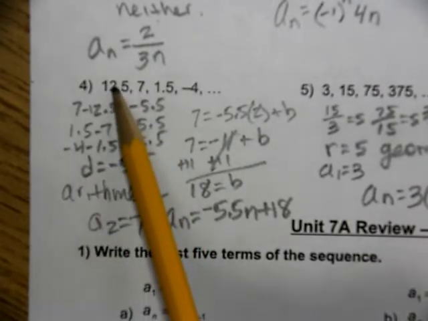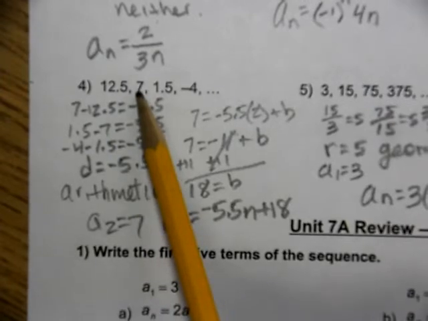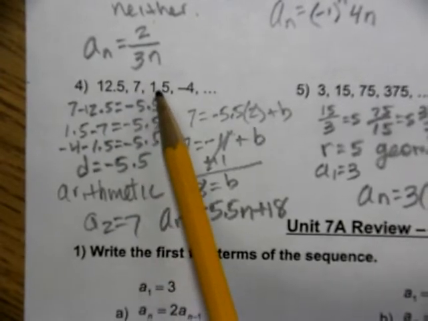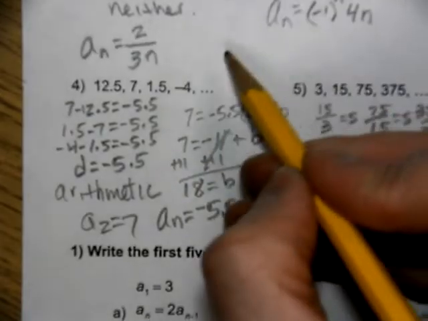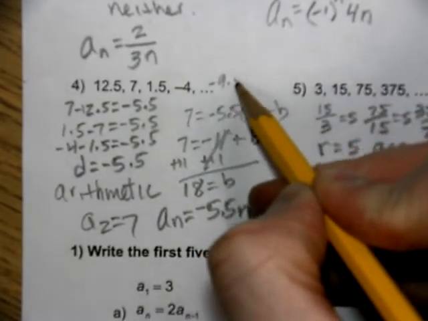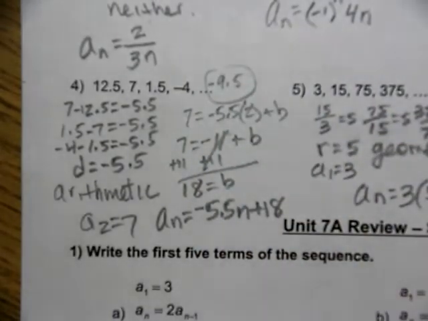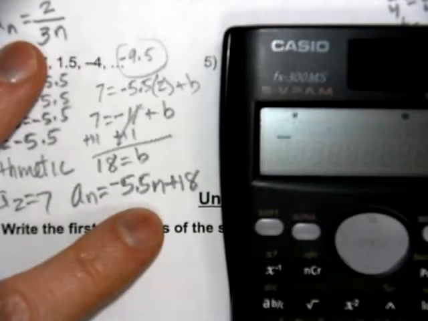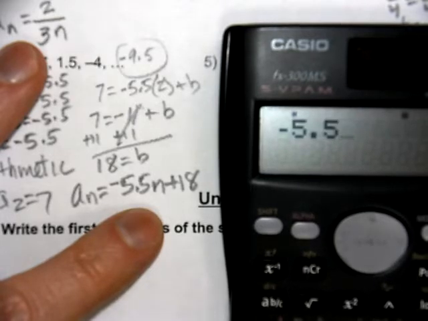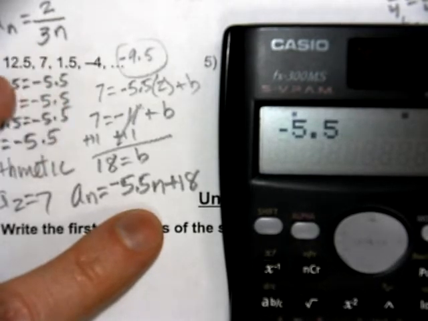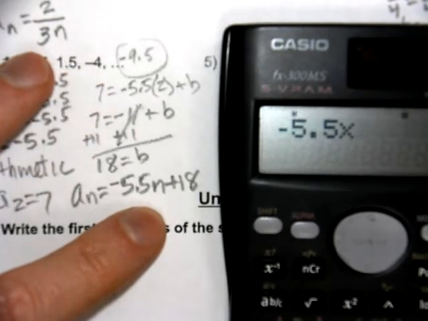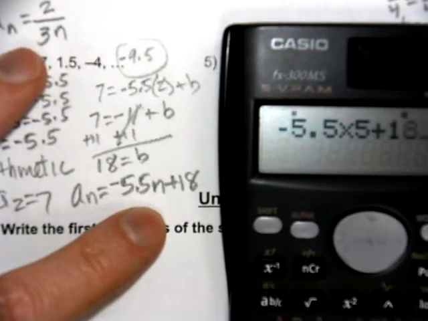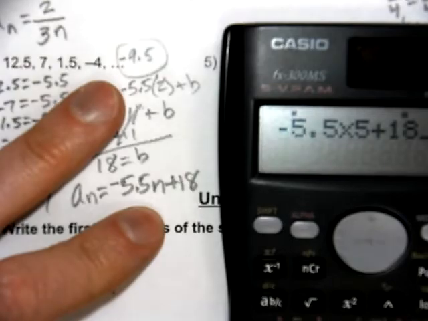Here, we're going down by 5.5, going down by 5.5, going down by 5.5. So this would be negative 9.5. We should be able to figure that out when we would type negative 5.5 times our n, which is our 5th term, plus our 18 should give us that negative 9.5.